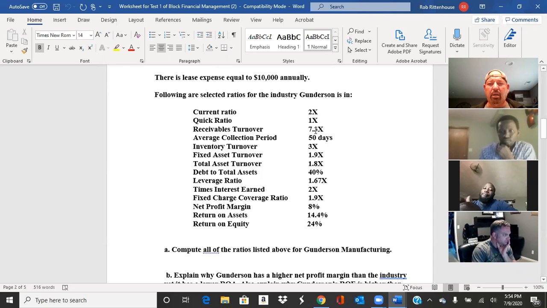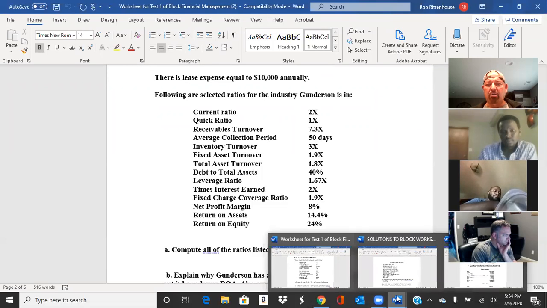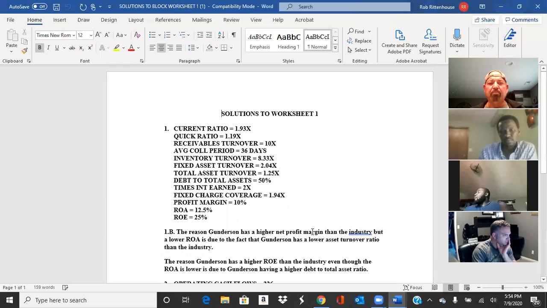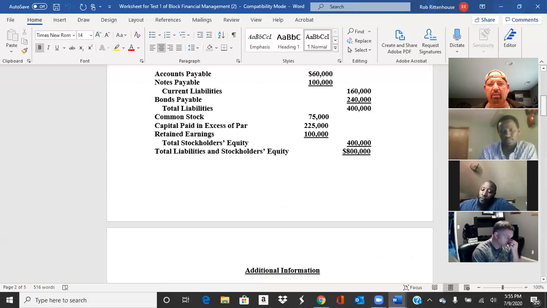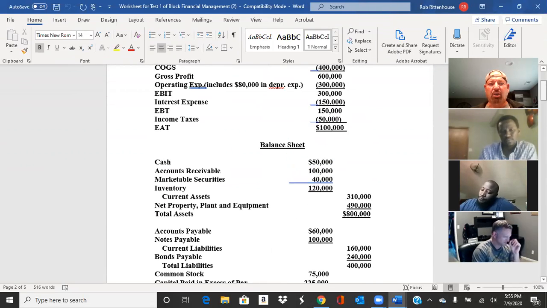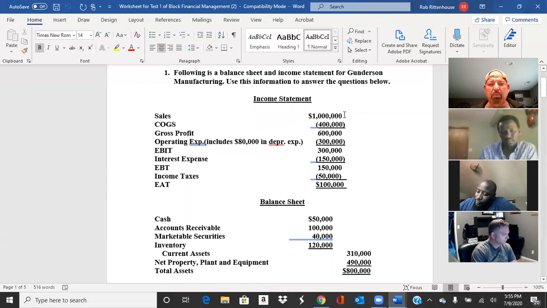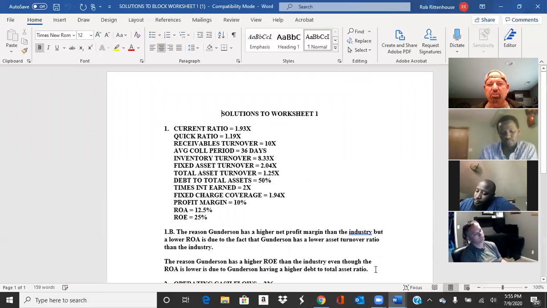And then we'll get into the asset utilization ratios here, beginning with receivables turnover, which is sales divided by accounts receivable. So that's 10 times. And again, if we go back to the worksheet itself, sales were $1 million, accounts receivable was $100,000. So $1 million divided by 100,000 is where we get that receivables turnover ratio of 10 times.